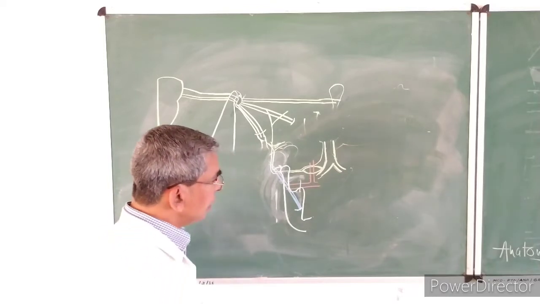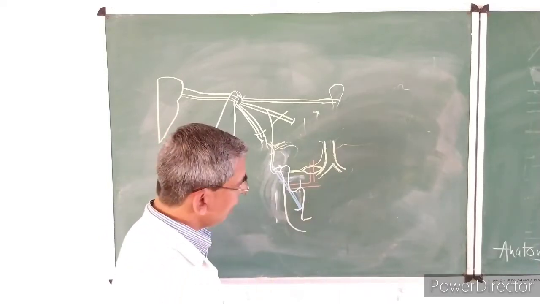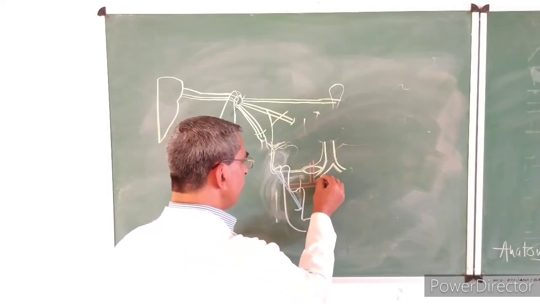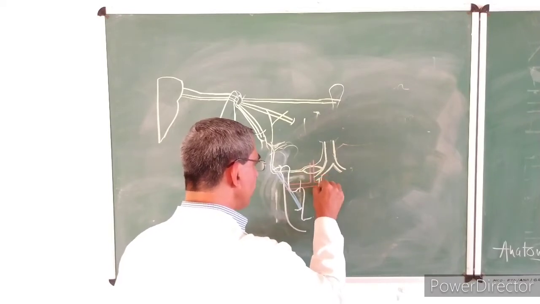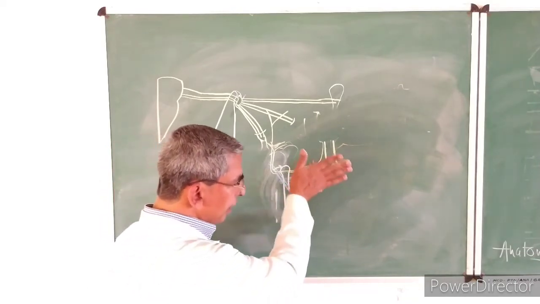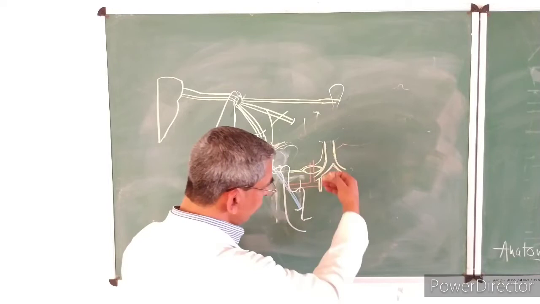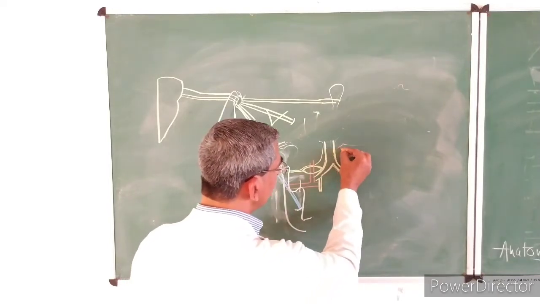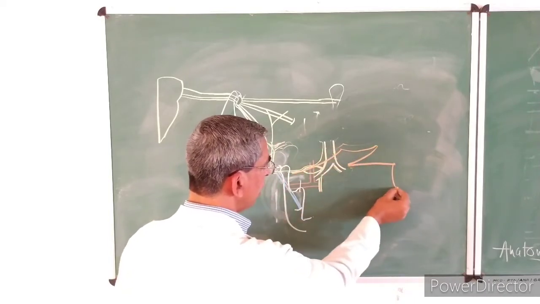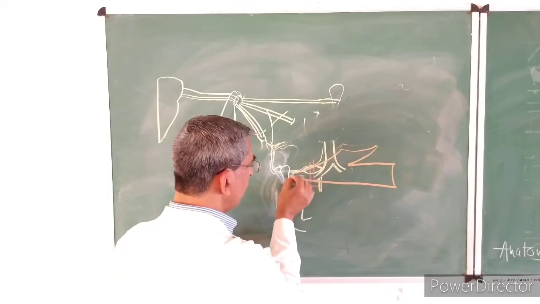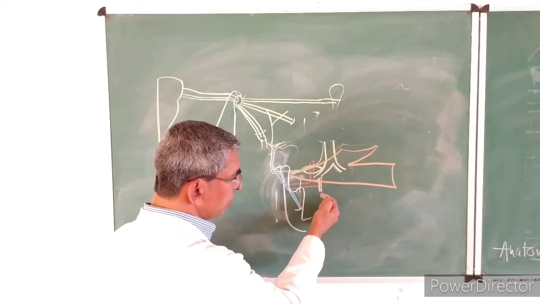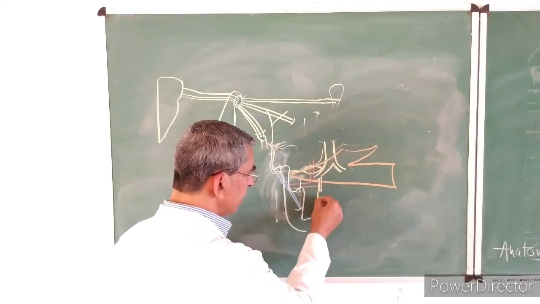Now the second nerve is the lingual nerve. What about the lingual nerve? This lingual nerve comes from the posterior division and descends downward behind the lateral pterygoid muscle. Then it emerges from the lower border of the lateral pterygoid muscle here and descends downward.